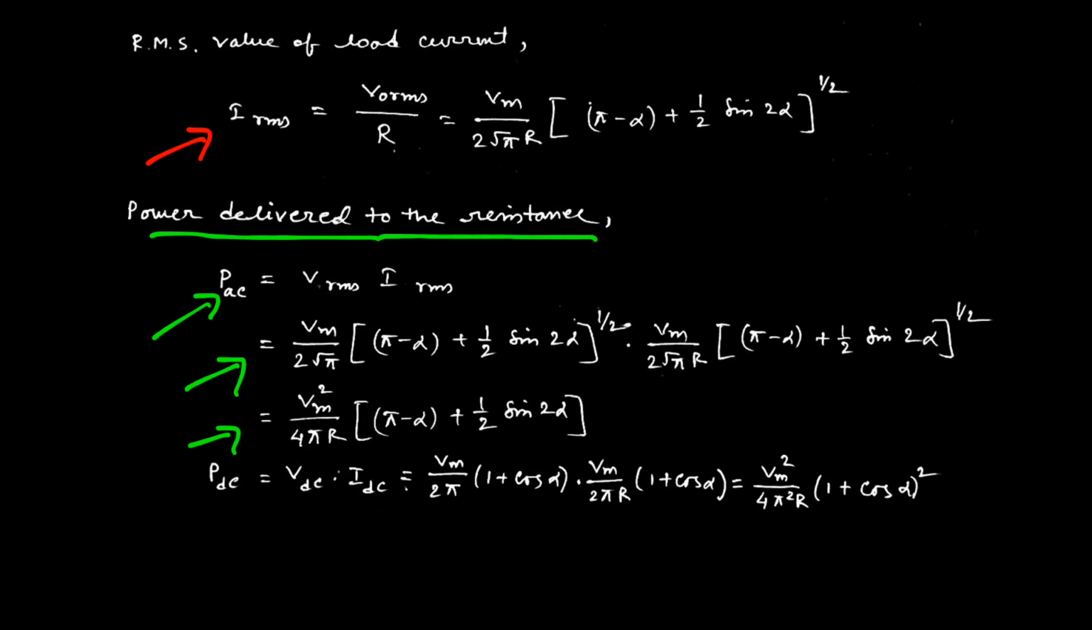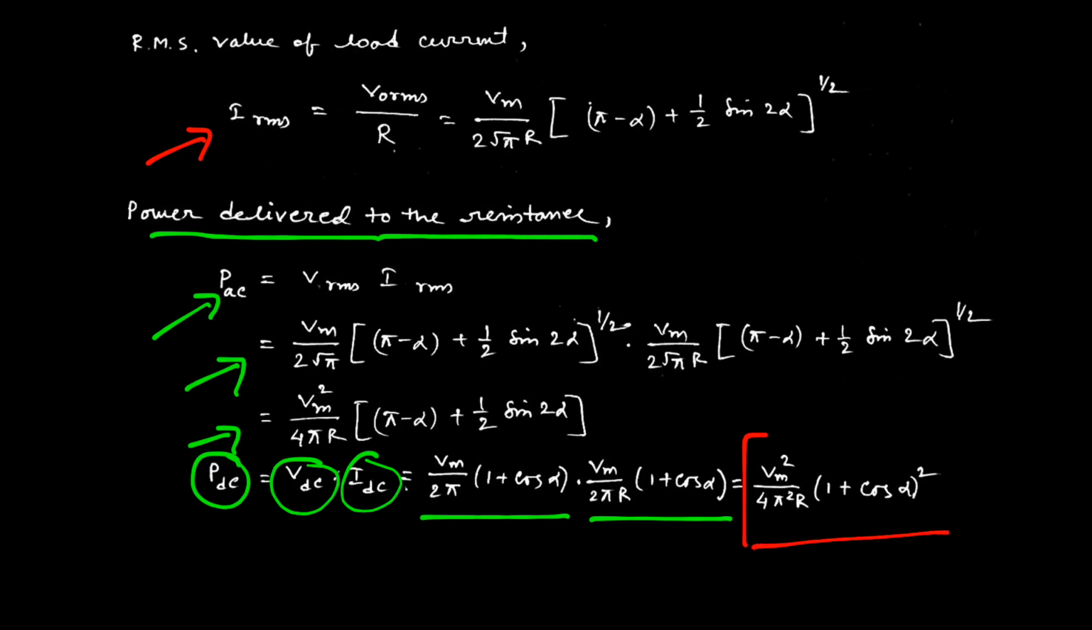So PDC equals VDC into IDC. We can calculate this expression just like PAC, by multiplying both terms, VDC and IDC. VDC means Vm by 2 pi into 1 plus cos alpha, and IDC is Vm by 2 pi R into 1 plus cos alpha. After multiplying these two terms, we get the output average power, or PDC, defined by Vm square by 4 pi square R into 1 plus cos alpha, whole square.